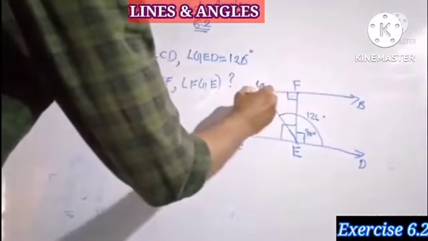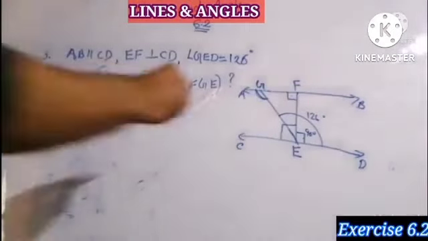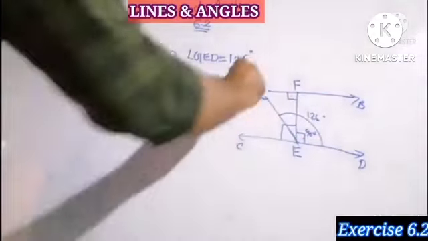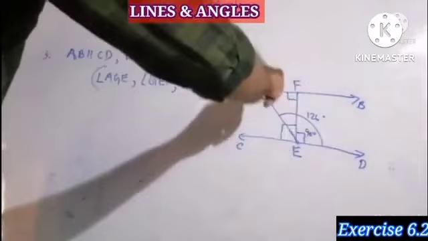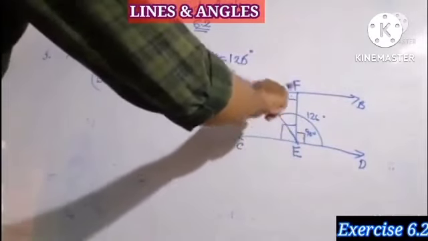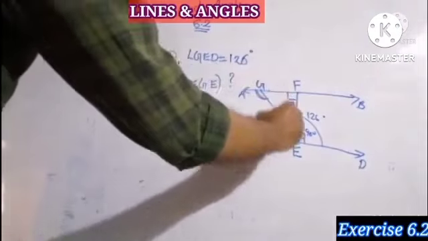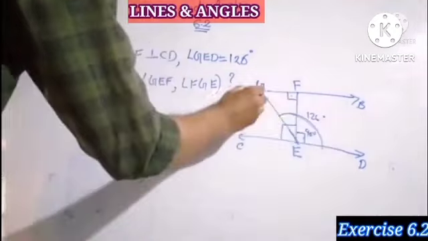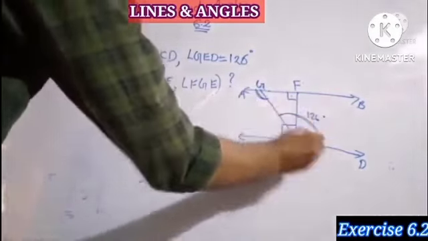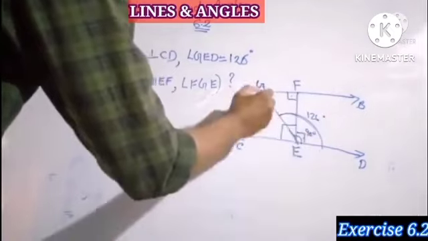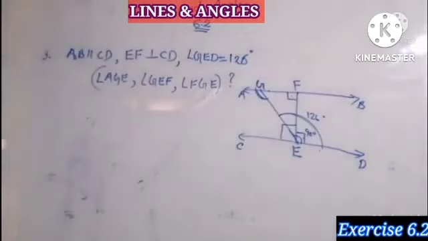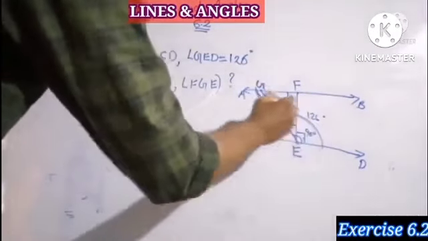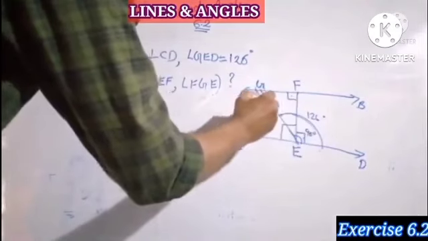This is AG. What will be the measure of angle AGE? Here GE is a transversal. So suppose EF is not there, only GE. Let the only transversal be GE. When GE is transversal, this is an interior angle. What will this angle be related to? Alternate interior. This one and this one are alternate interior angles, so this angle is given as 126, so it will also be 126 degree.